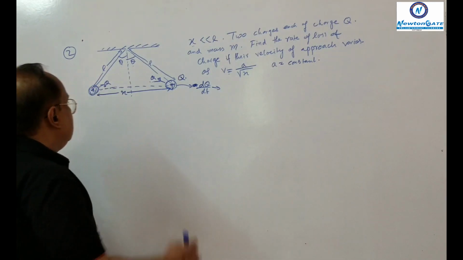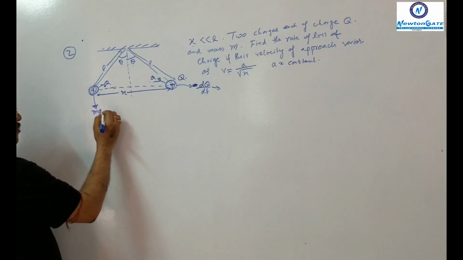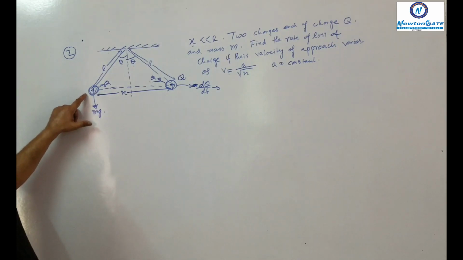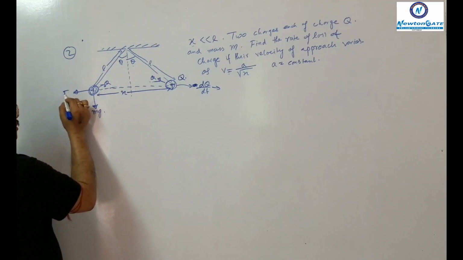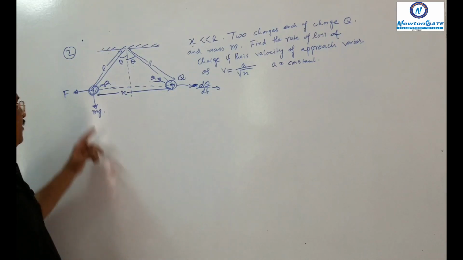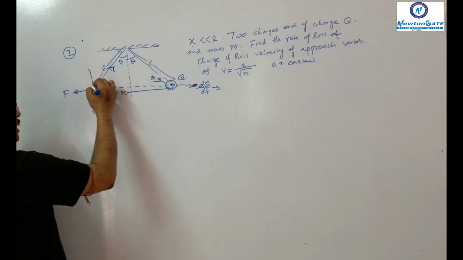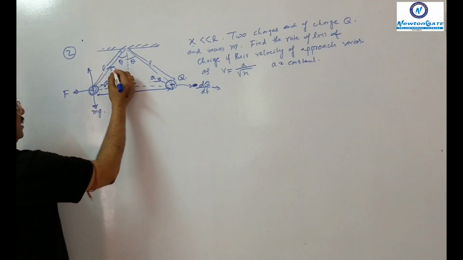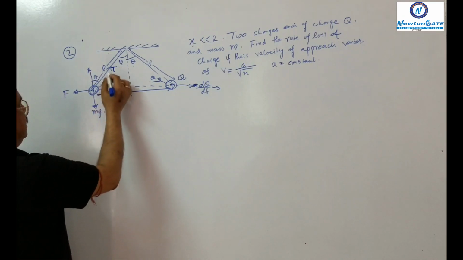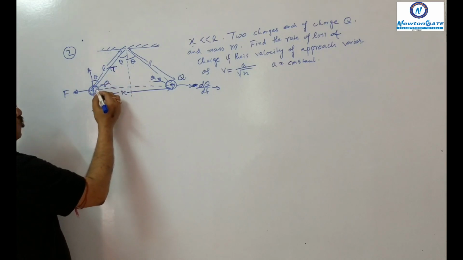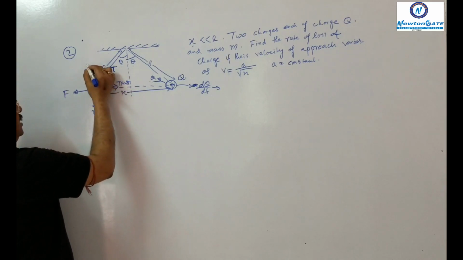First, let me see. Here we have the weight of the ball, which is mg. And there is a force of repulsion between this charge and this charge, F. And let there be a tension T, and let us make this angle theta. So when this T is resolved into two parts, this is T sine theta, and this is T cos theta.